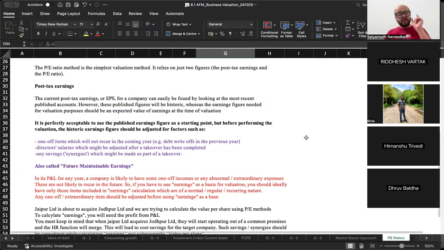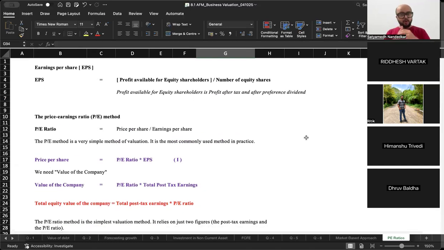And along with that, you have an important method which is the PE ratio method. ये PE ratio method कैसे function करता है? Price per share is PE ratio into earnings per share. What is PE ratio? PE ratio is, the very meaning of the name itself is the formula: price earnings, market price per share divided by earnings per share. You multiply this with EPS, you will get the price per share. And what exactly is EPS?